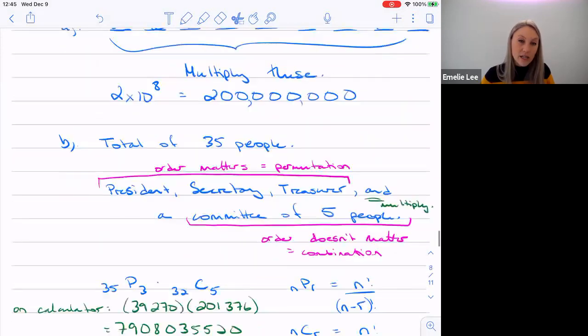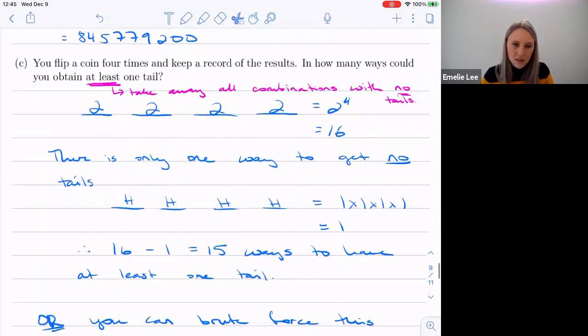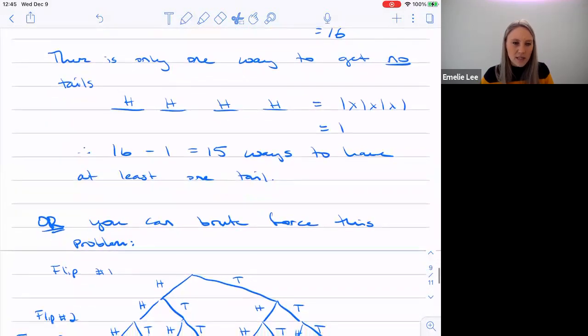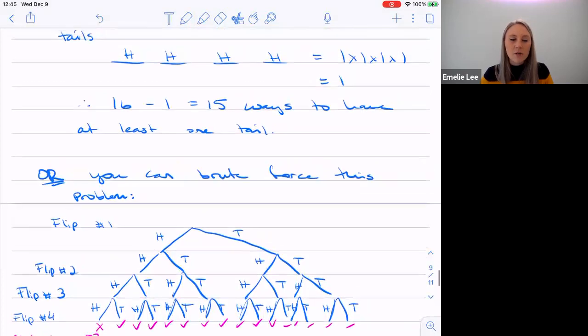How many distinct arrangements have at least one tail? It just means that you flipped a coin 4 times and you can have 1, 2, 3, or 4 tails. So the only one that's out is having 0 tails.